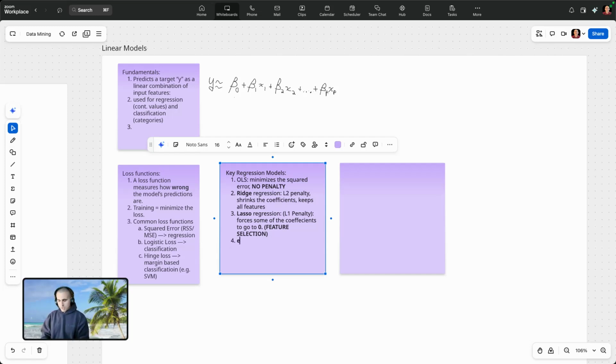And then we have a combination. Elastic net, which is L1 plus L2. It's a balance between the two, between ridge and lasso.